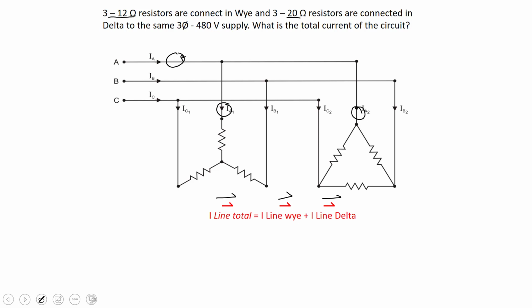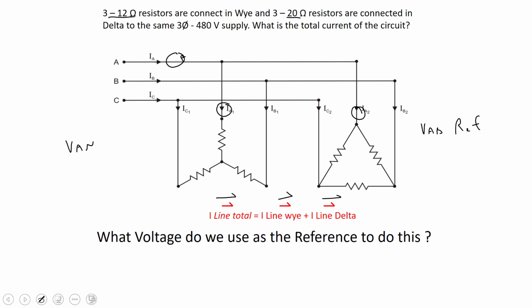Well, that poses a bit of a problem. If you recall, back in delta, we used our line voltage, or phase voltage, same thing, VAB, as a reference. Over in Y, we use voltage VAN as a reference. So it's pretty hard to add things up when they don't have the same reference. So what reference do we use?